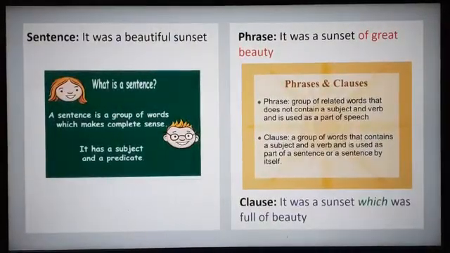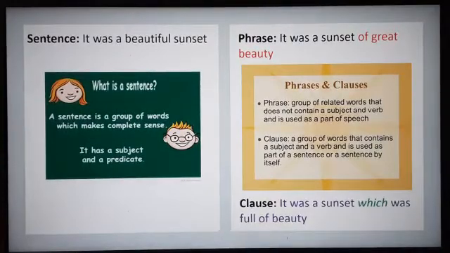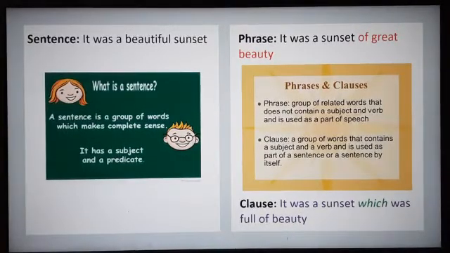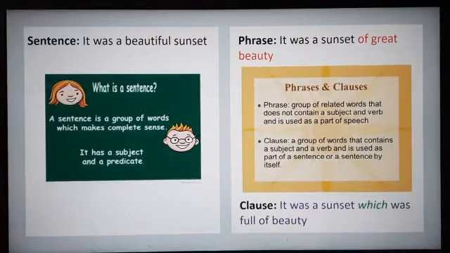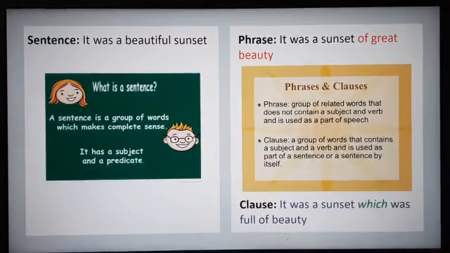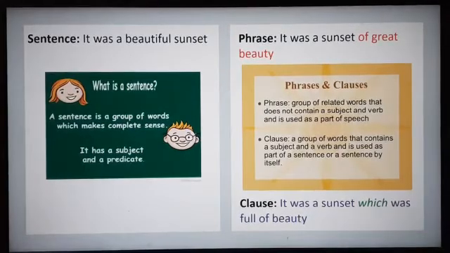A sentence is a group of words which makes complete sense. It has a subject and a predicate, maybe a finite verb and some other components too. A simple sentence is a group of words which makes complete meaning. What is a phrase? A phrase is a group of words that does not contain a subject and a predicate, yet it is a group of words that is incomplete in sense.